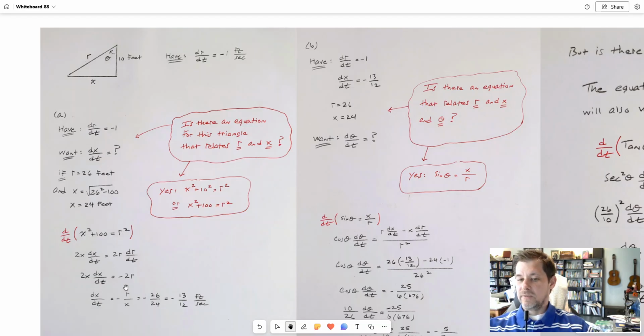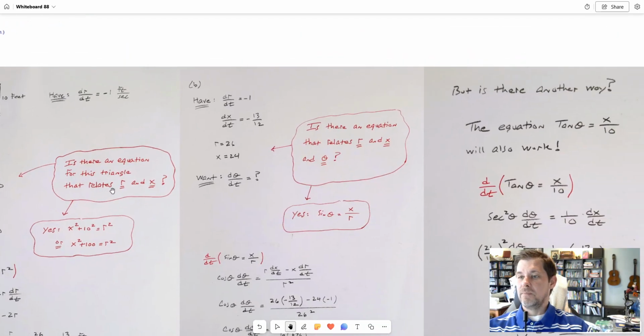Here's all the work for the derivative. We put in the known values. It was given that r was 26 feet, so that has to go in at some point. I have to solve for the x under the condition r is 26. I can do that out of the Pythagorean theorem. I get 24. So all those values go in, okay? And we solve it. All right.